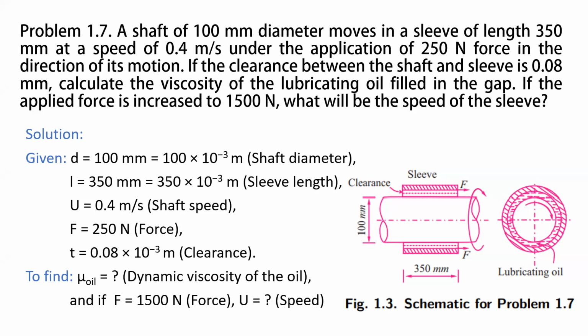If the clearance between the shaft and sleeve is 0.08 millimeter, now this is the clearance. Can you see this clearance? So here and here there is a clearance. How much? It is very small, less than a millimeter, that is 0.08 millimeter. Calculate the viscosity of the lubricating oil filled in the gap. So in this clearance there is oil. For the lubrication purpose we have put some oil. Okay, for that oil, what is the viscosity that we have to calculate?